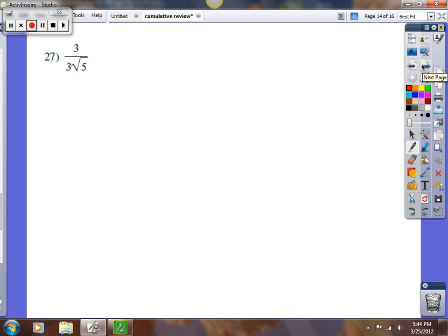27, 3 divided by 3 times the square root of 5. Alright. Sweet, you can cancel the 3's. 3 on top and 3 on bottom, so you're left with 1 over square root of 5, and then there's just the rule. You can't have any radicals in the denominator.